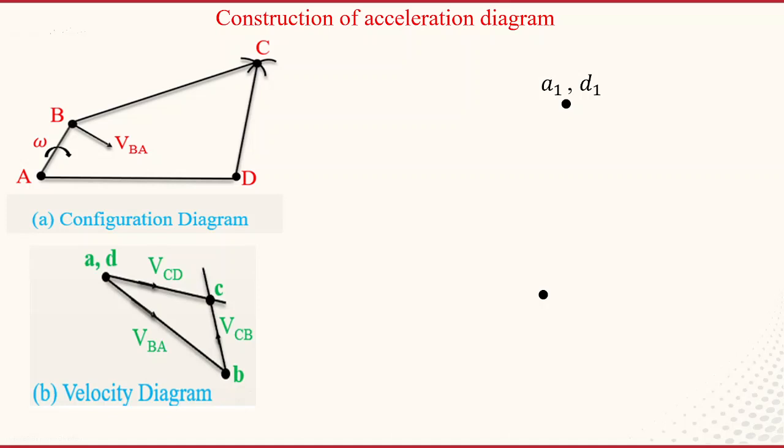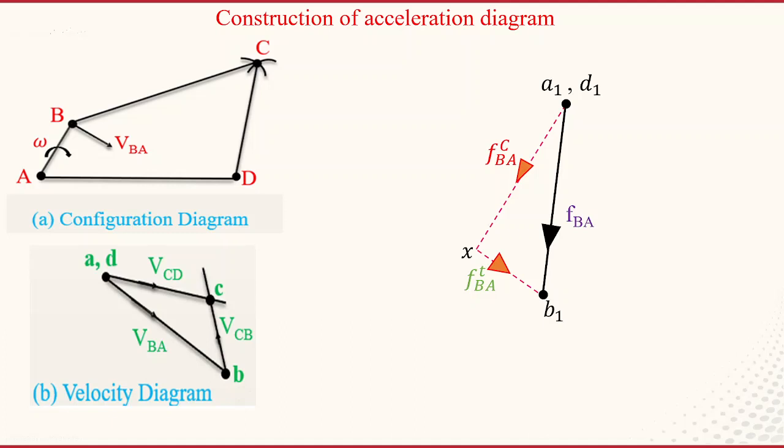Now first draw the vector, that is the radial component of B with respect to A. This vector is parallel to BA and the magnitude is given, so now we draw this vector. This is the FCBA. Now draw the tangential component of acceleration from x to b1. This vector is FTBA. Now joining these two points a1, b1, this is the final vector of B with respect to A.